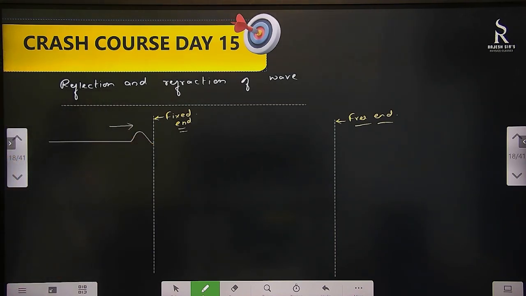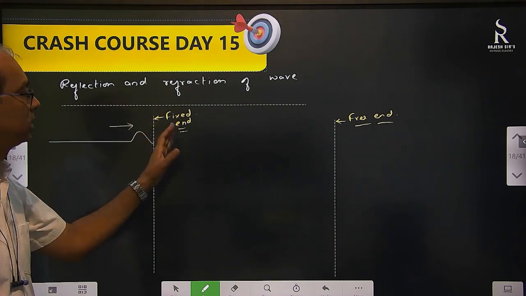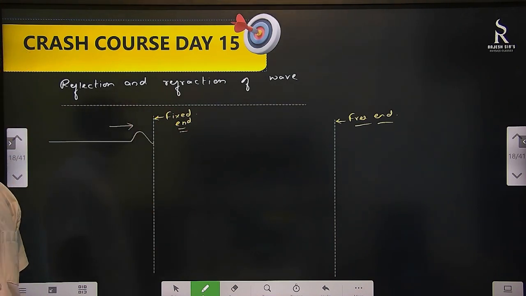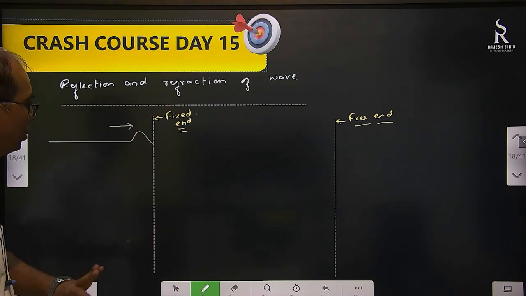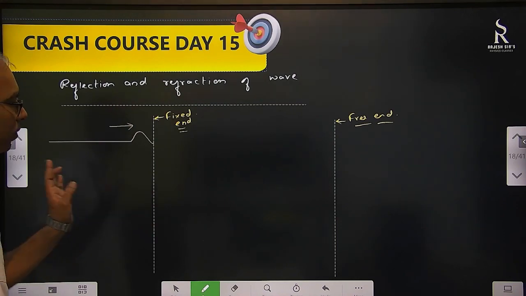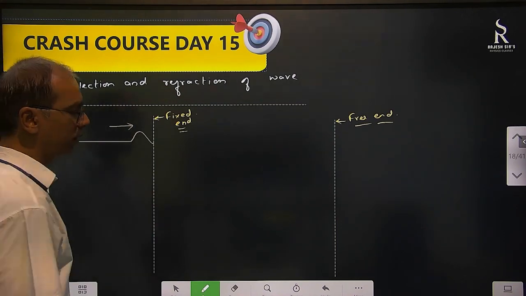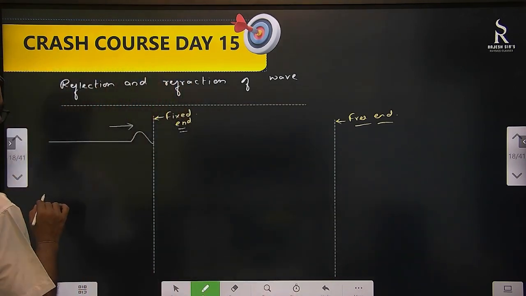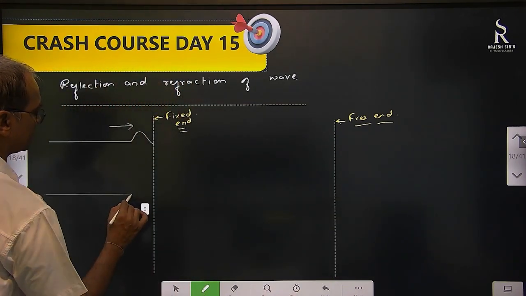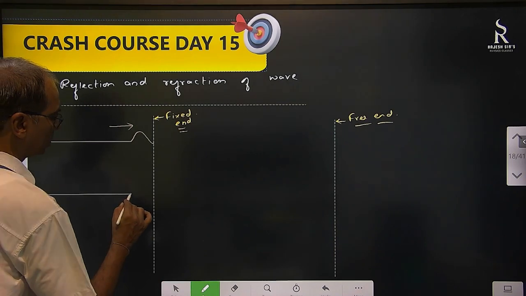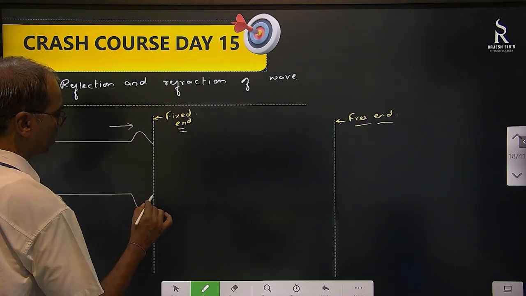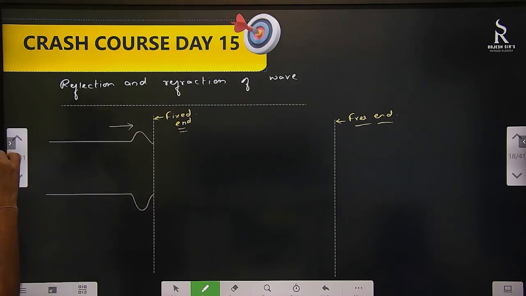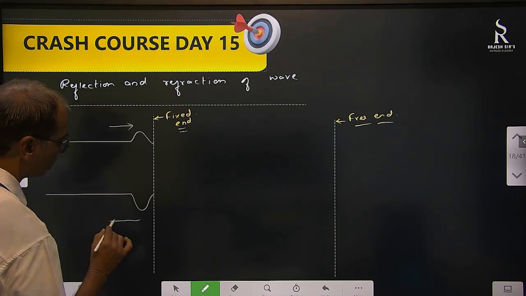Okay, so what happens now? This pulse will be reflected back, because nothing can go past here, refraction is not possible. This side is fixed. So refraction is not at all possible. We are not studying refraction at the moment. We are talking about reflection only. So this is going to be reflected back, and it will be reflected back like this. And the direction of motion is also like this.